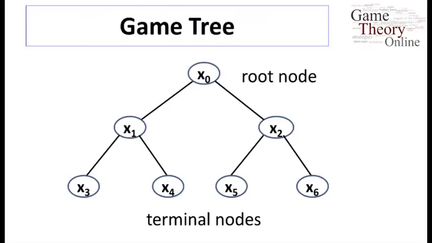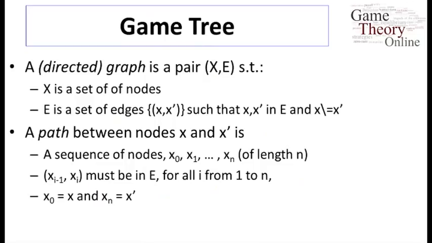Let's start with the game tree. Again, a very obvious concept of nodes and of a root node that's pointing to all others, and terminal nodes that point at no other. To specify that formally, we need to first define what a graph is. Well, a graph is a pair of nodes and edges, which are sets; an edge is a pair of nodes.